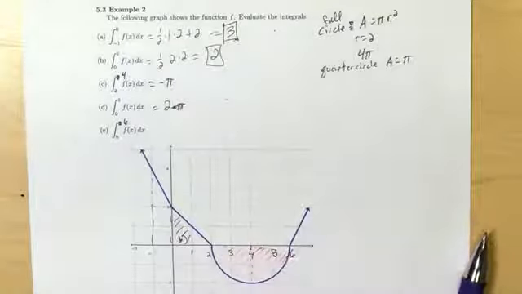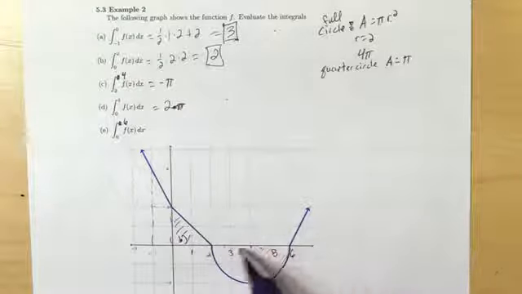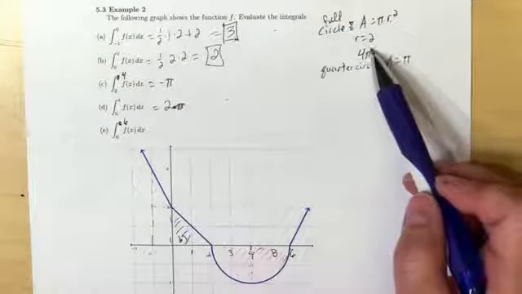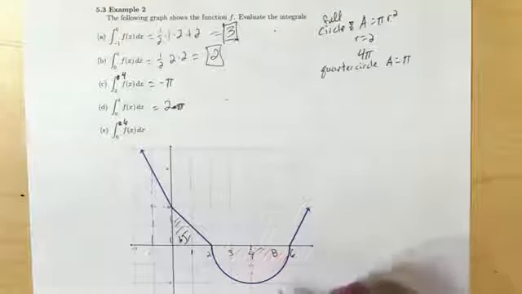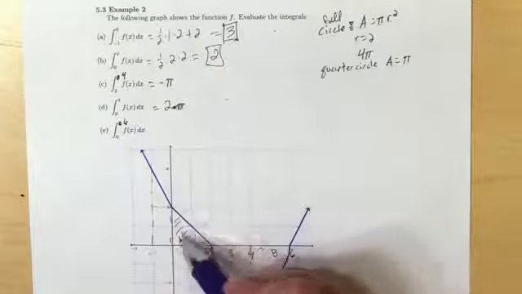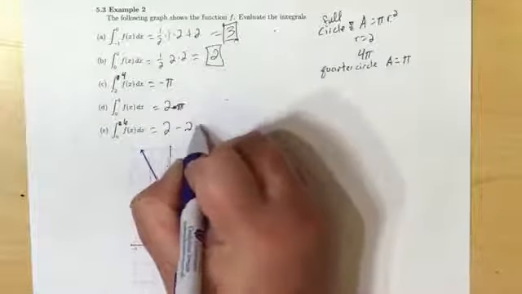Now for part E, going from 0 to 6, we are now looking at all of this, and now we have the half circle below would be -2 pi, and we still have this above, so we have 2 minus 2 pi.